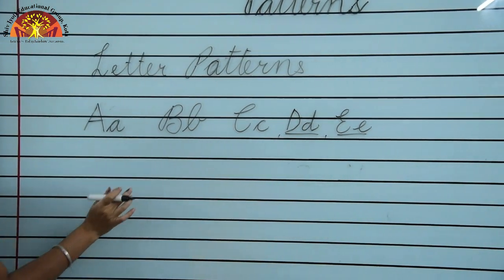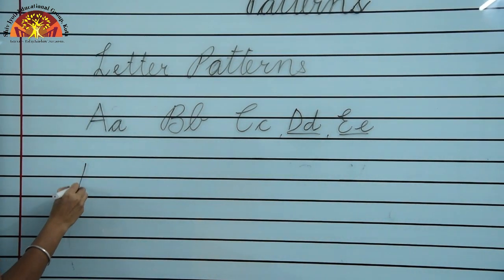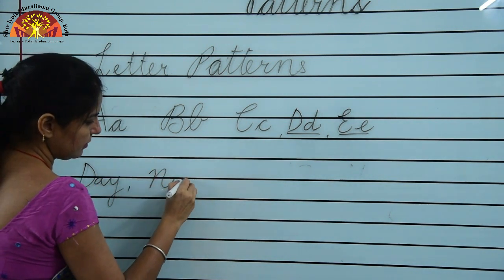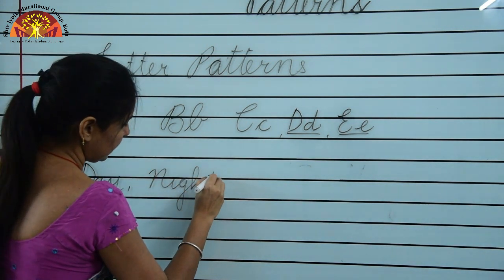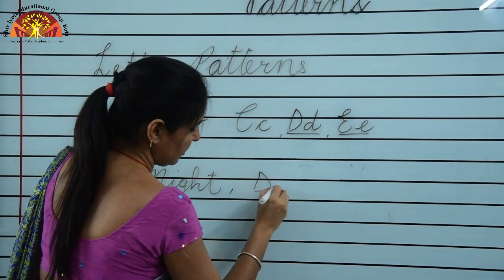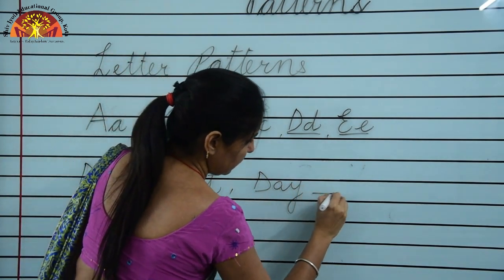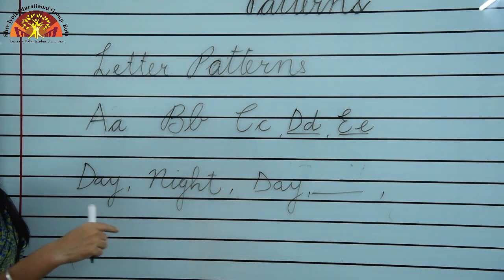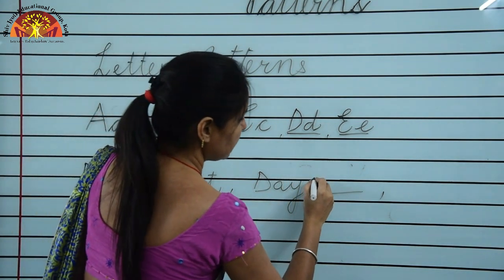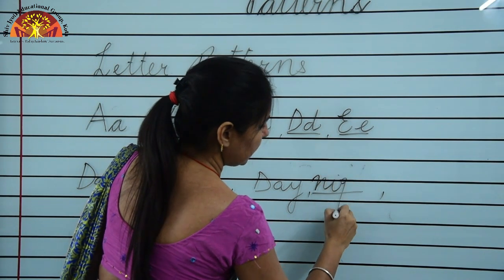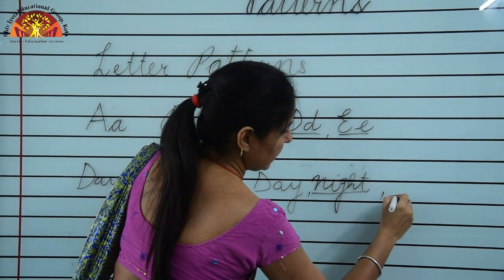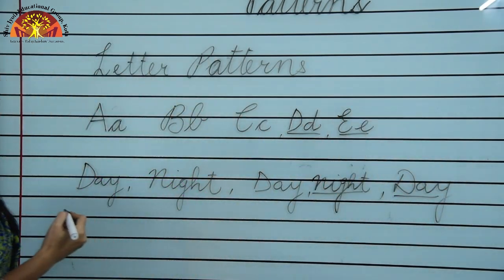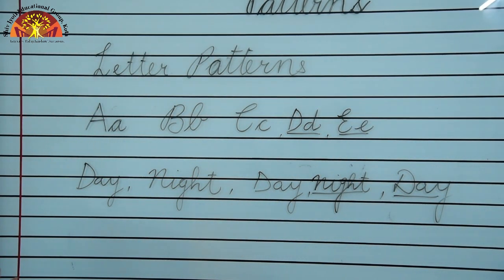Suppose I am writing day, night, day. Then what do you have to fill here? Day, night, day. What will come after it? Night. After night, day will be here. So I hope you have understood how we will complete the patterns.